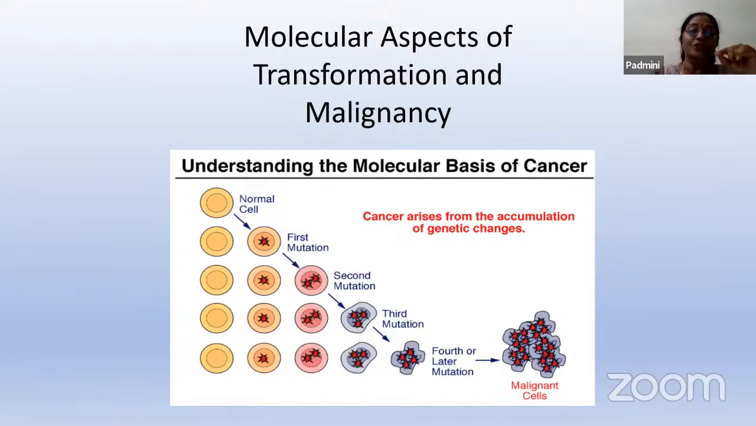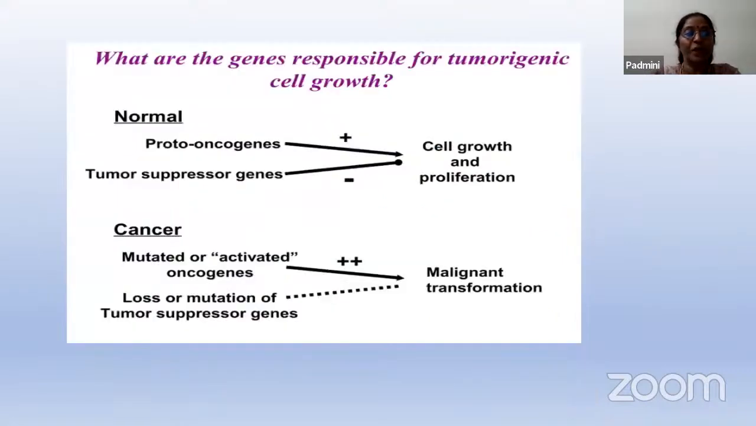Here, what is happening is that normal cells, once they undergo mutation, stop their normal cell signaling and go into excessive cell division and growth, and that leads to malignant cancer. It all starts with mutations or different problems. So what are the genes responsible for tumorigenic cell growth?